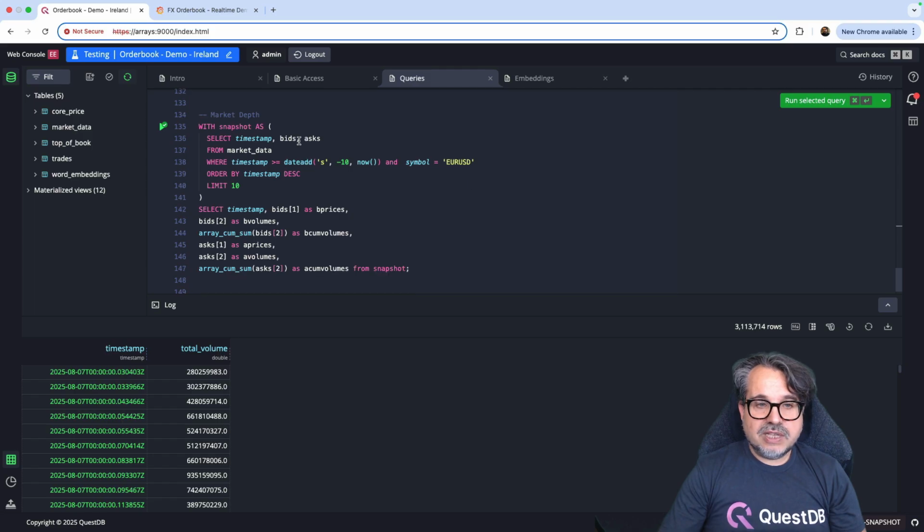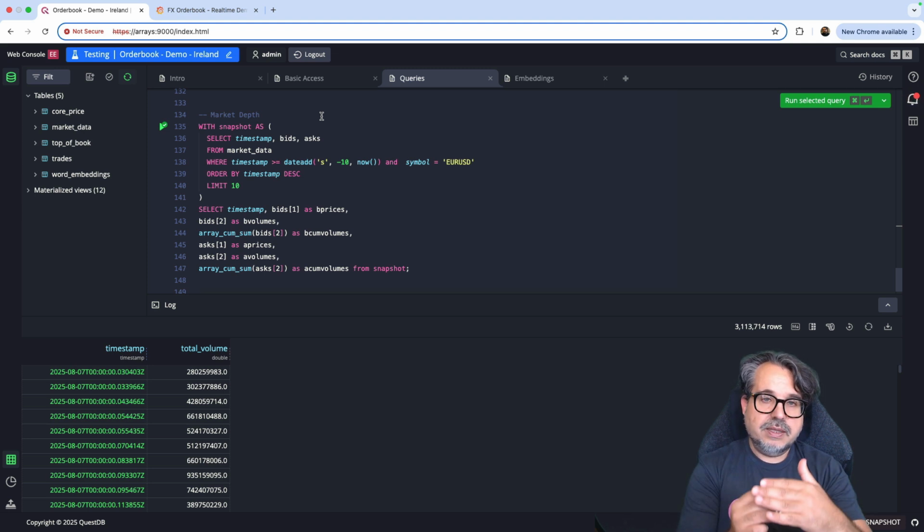Last thing I wanted to show you, the last query, because otherwise it's going to be too long, is working with market depth. So far, I've been showing you just slicing and summing the whole array and so on. But something you want to do sometimes when you want to get the depth of the market is accumulating the values from one level to the next.